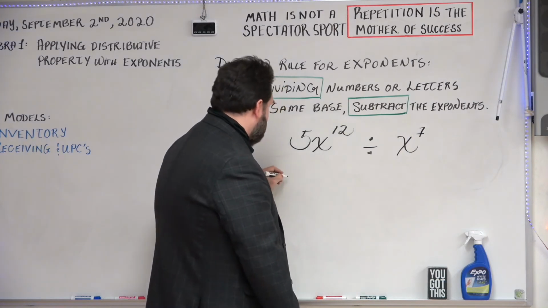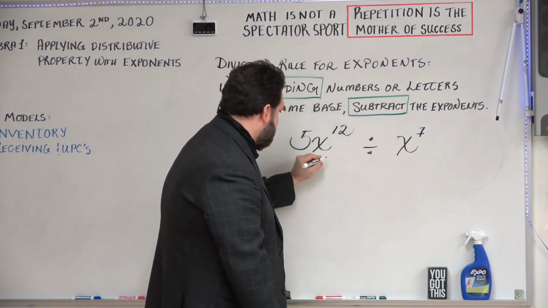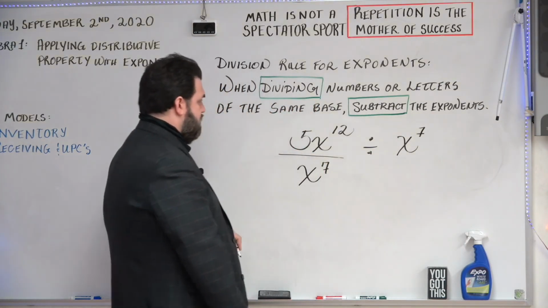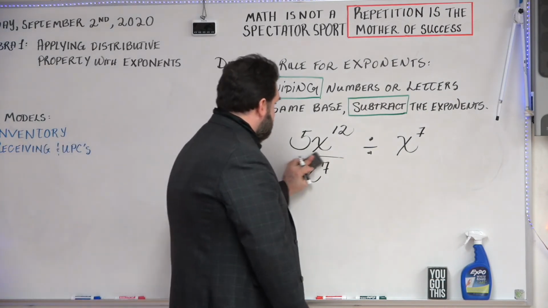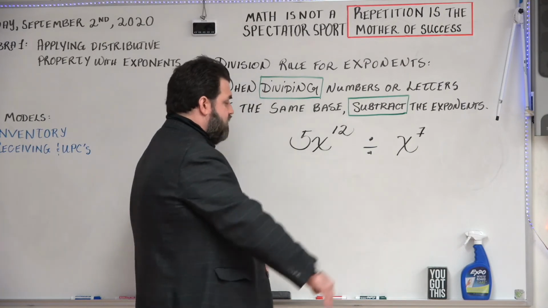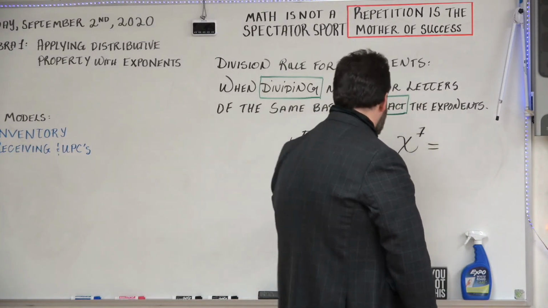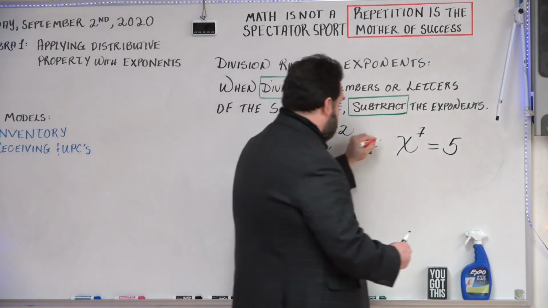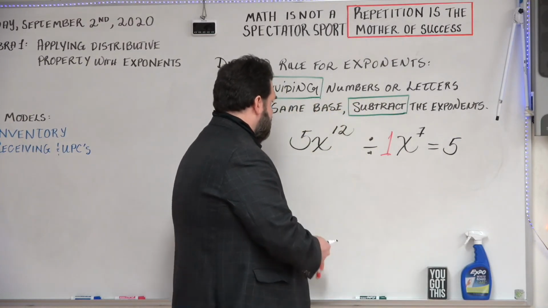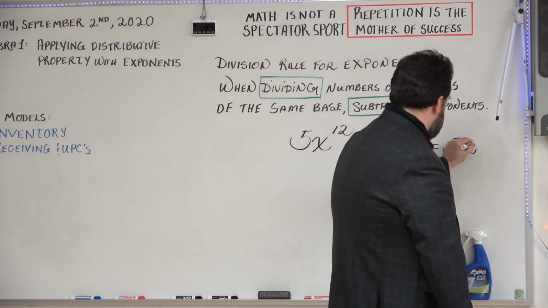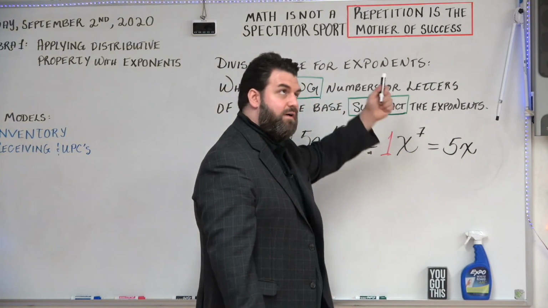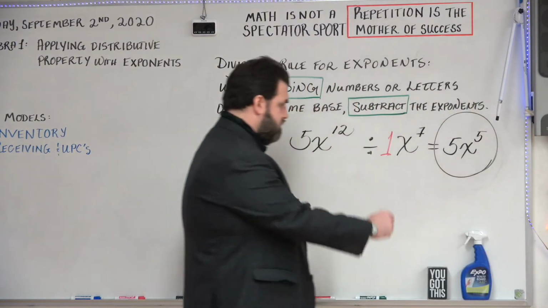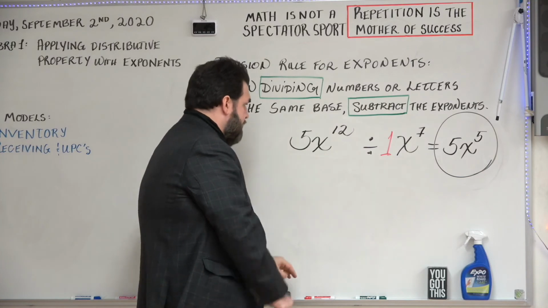You could just rewrite that. Instead of writing divided by x to the 7th, you could just put a fraction bar and x to the 7th. All right? That's another way to write that. But to do this problem, when it's written this way, it's actually easier because you just say, all right, this is equal to 5. Since I'm just dividing 5 by 1, I just get 5. And then I write x, 12 minus 7. Well, 12 minus 7 is 5. So this is 5x to the 5th power. All right.